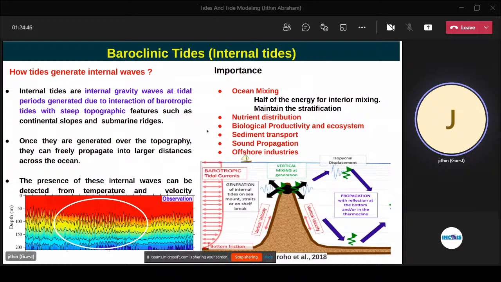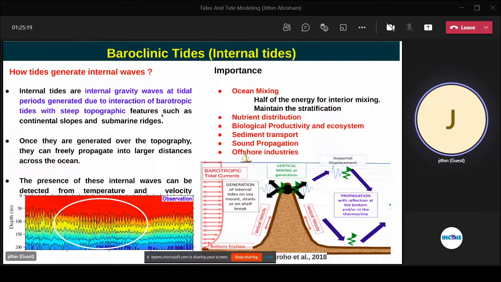Baroclinic tides are generated when the barotropic tides flow over a steep topographic gradient. These are simply internal gravity waves, or internal waves at tidal periods, generated due to the interaction of barotropic tides with the steep topography. Once these waves are generated in the ocean, they will propagate as gravity waves.